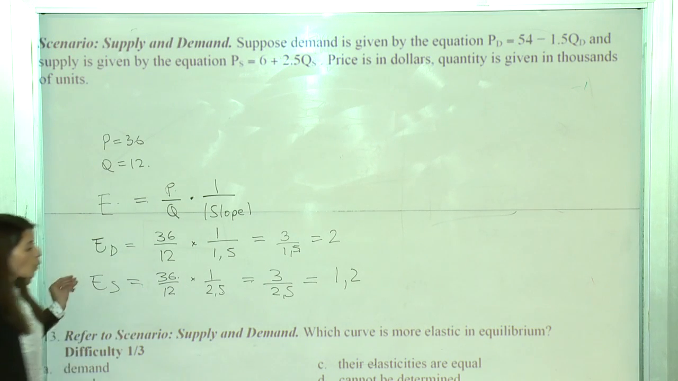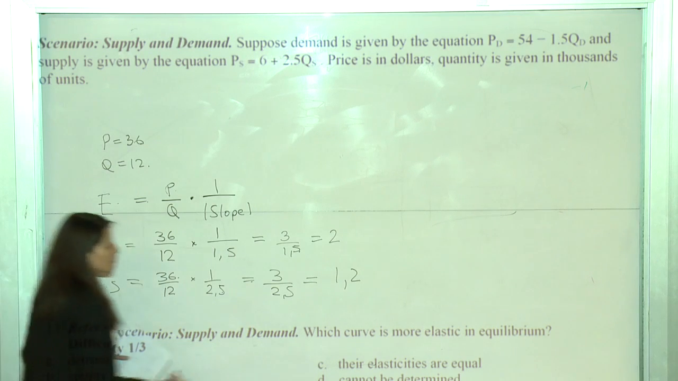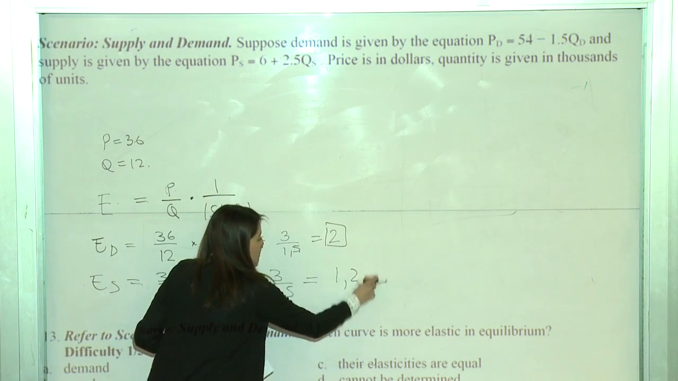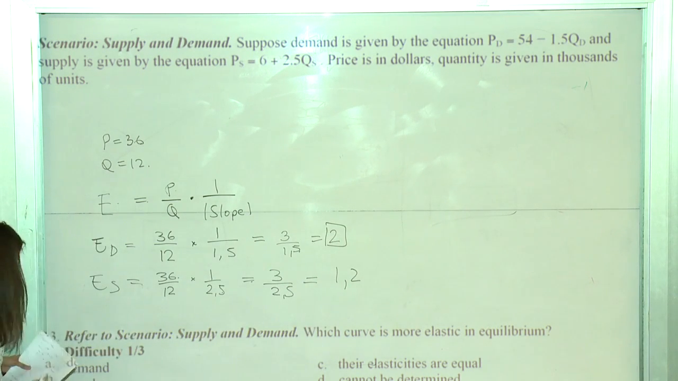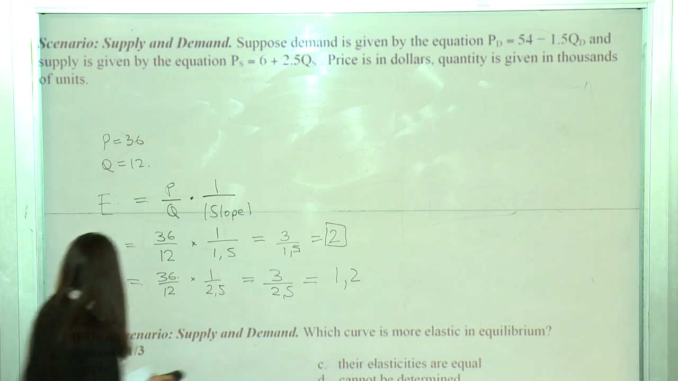So, which curve is more elastic in equilibrium? Demand or supply? Demand, okay? Because the elasticity of demand is bigger than the elasticity of supply, okay? So our answer here is demand A.